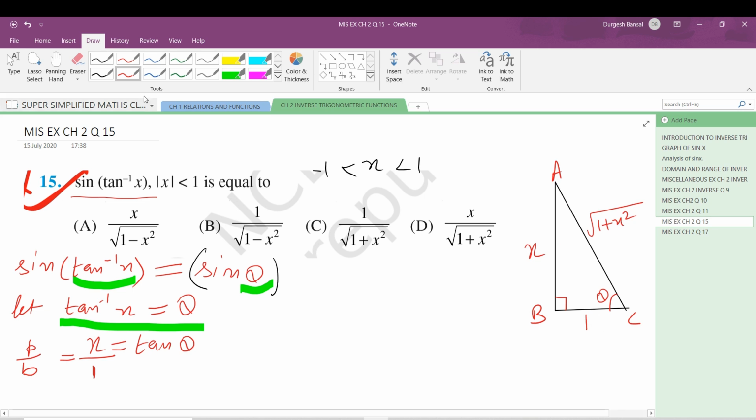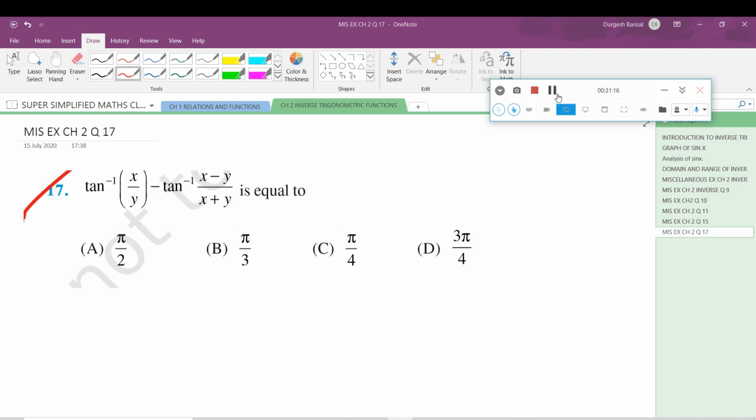Now question says that you have to find the value of sine theta. So in the same triangle, sine theta is perpendicular upon hypotenuse, which is x upon square root of 1 plus x square. Now you can see out of the given options, this value matches to which option? I think option D is the correct option.